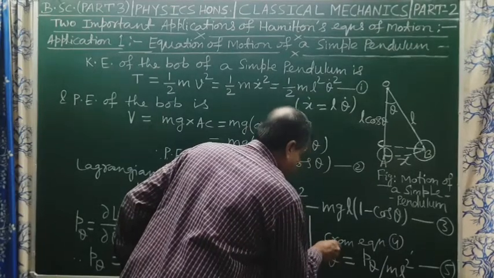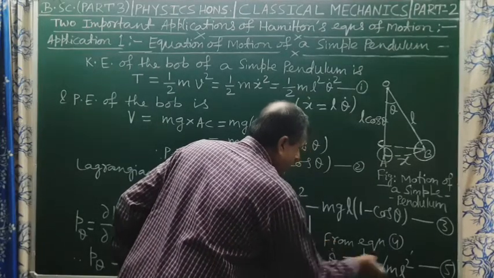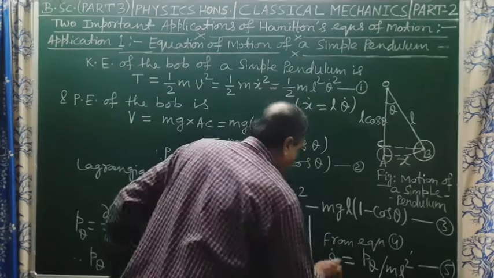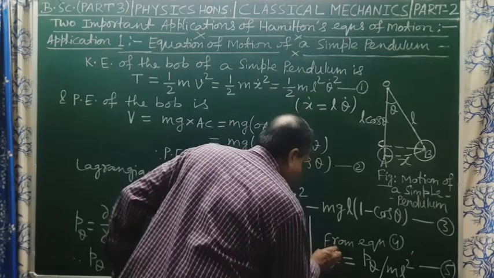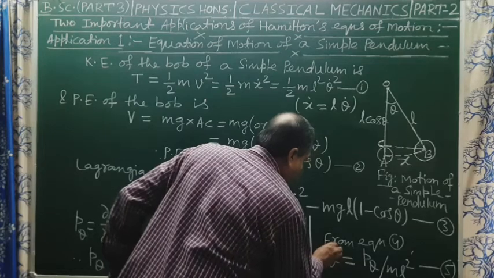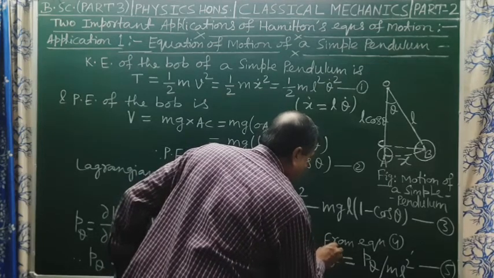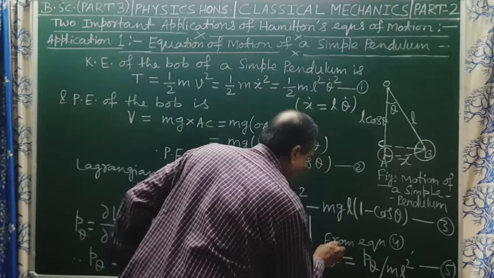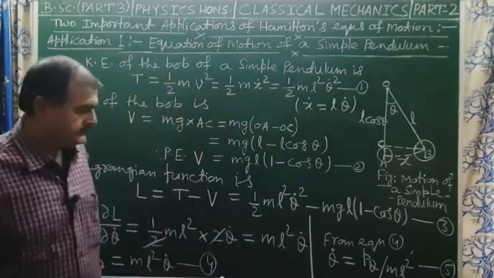We have to use this equation 5, that is theta dot equal to p theta upon mL square, in the Hamiltonian function for the simple pendulum later on.